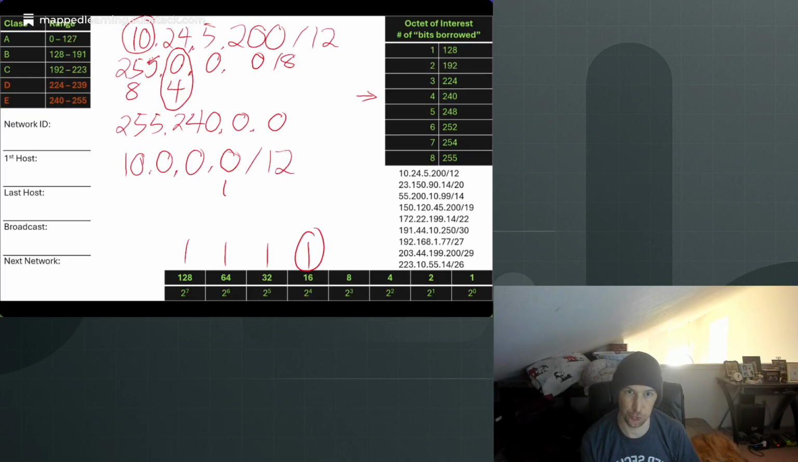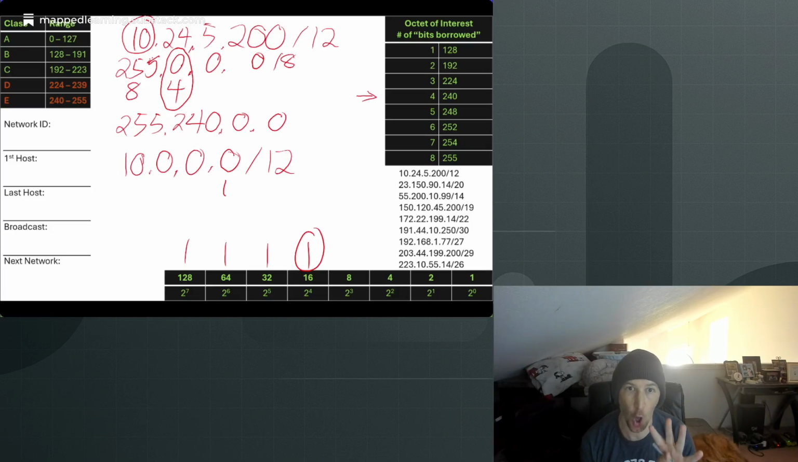What is the last host? What's the broadcast address? Well, it's easier just to get the next network. So remember how we get the next network. Add the magic number to the octet of interest. Okay? And this is where it also gets confusing.